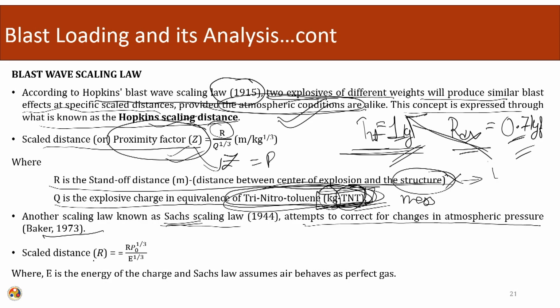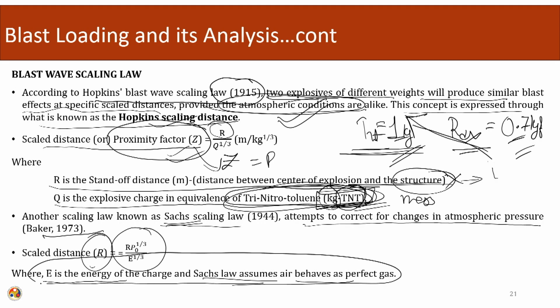Now the scaled distance R becomes a function of other factors also. One additional term is there, E, the energy of the charge, and the Sachs law assumes that air behaves as a perfect gas. So these are the two scaling laws. In the first scaling law, the atmospheric condition should be the same, and in the Sachs scaling law, different types of atmospheric conditions are related.